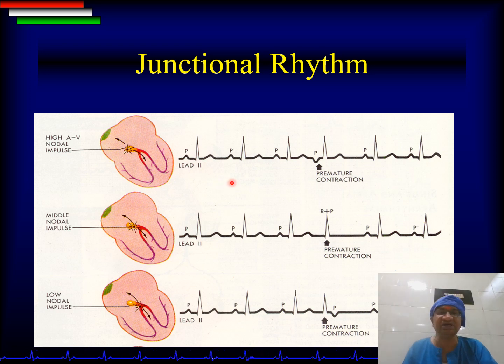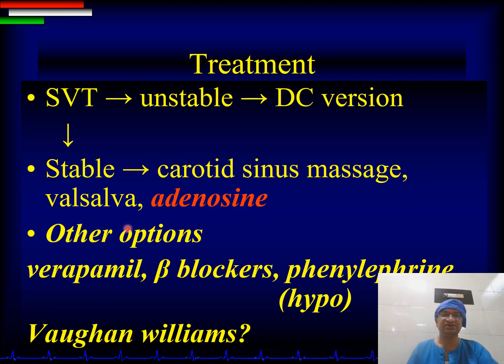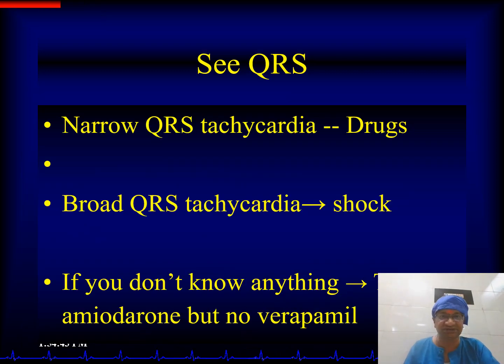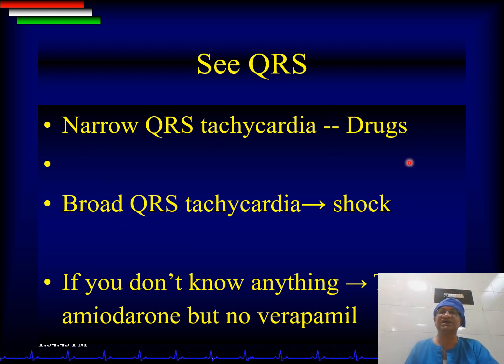What is junctional rhythm? It starts in the junction. So the P wave may be there, may not be there, or is altered, everything happens. Now SVT: unstable, DC cardioversion. We know carotid sinus massage, adenosine, verapamil, beta blockers, all these things. Narrow QRS tachycardia is very simple. If you have tachycardia with narrow QRS complex, these are the preferable drugs, but broad QRS tachycardia may be VT. If you don't know anything, whether this is SVT or VT, prefer amiodarone over verapamil. We can give it for SVT also, and we can give it for ventricular ectopics also.